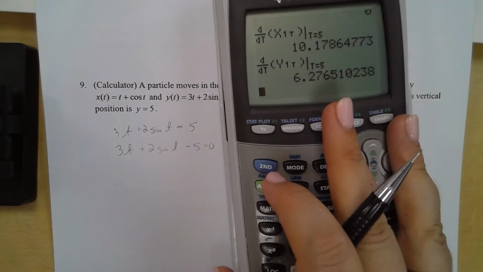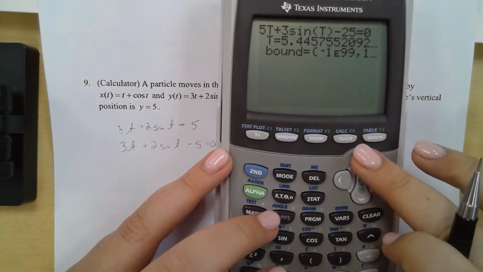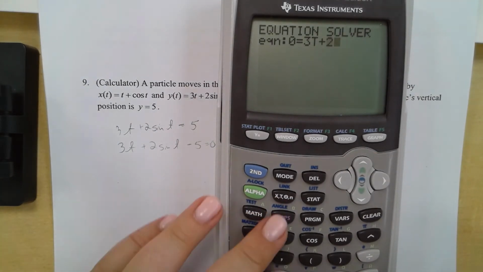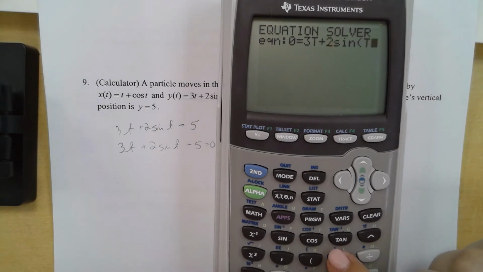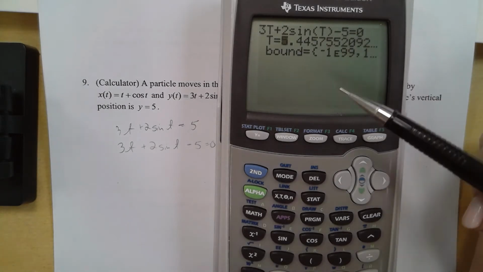Now I can go to Math Solver, and this is where I'm going to type in 3t plus 2 sine of t minus 5. Okay? And I'm going to hit enter. Then I need to estimate about what this will be.